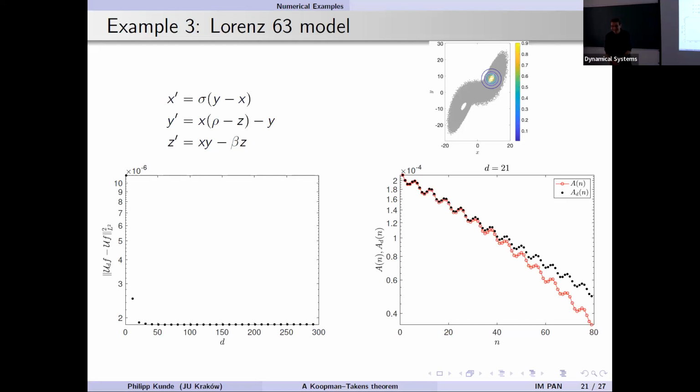What was the observable? The observable I tried to indicate here is a level function centered around the center of this one. The distance to some point? To the center of one wing of the butterfly in the Lorenz.